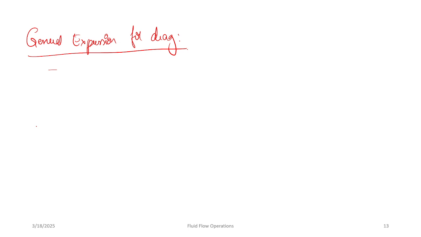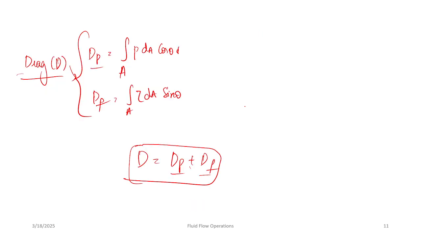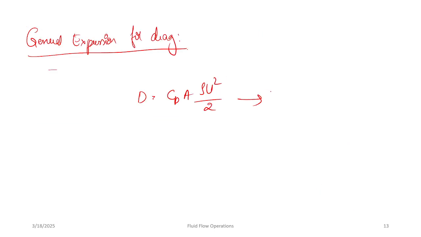So in general, drag D is expressed using this equation. That is, D is equal to CD into A into rho U square by 2. Let's say this is equation 2 and this becomes equation 3.